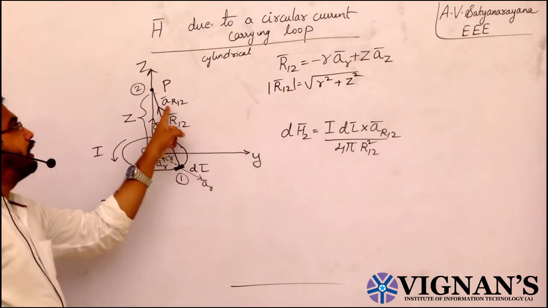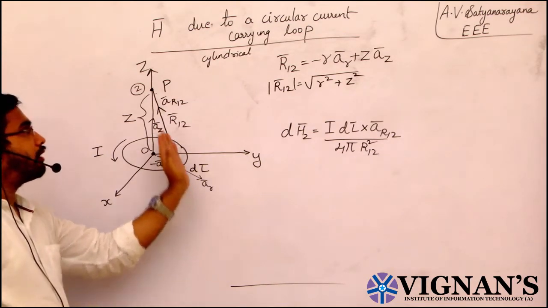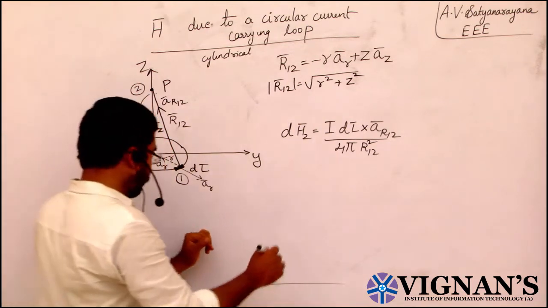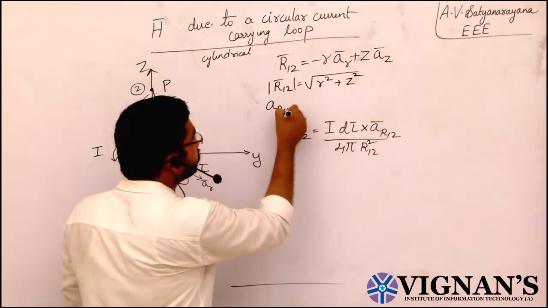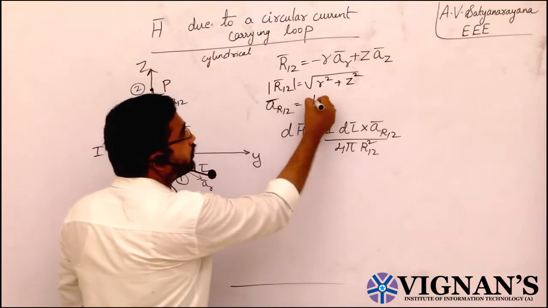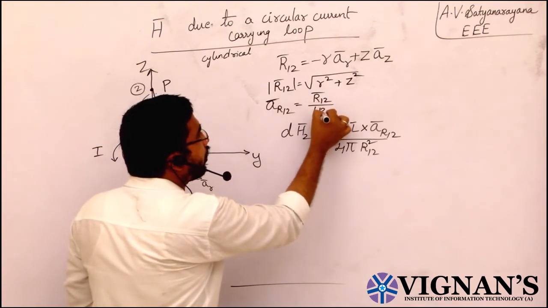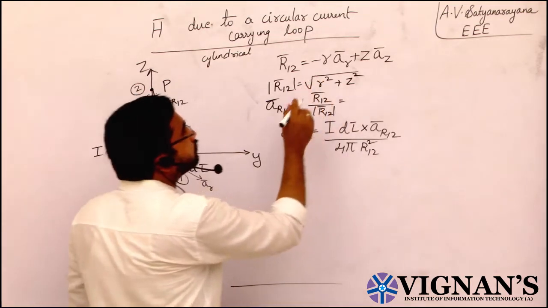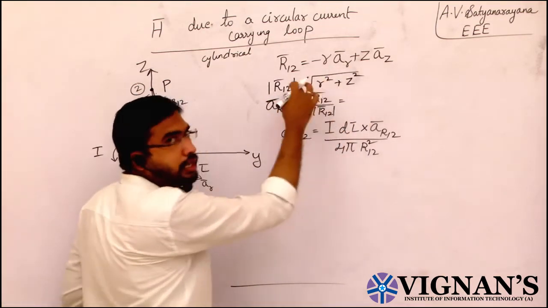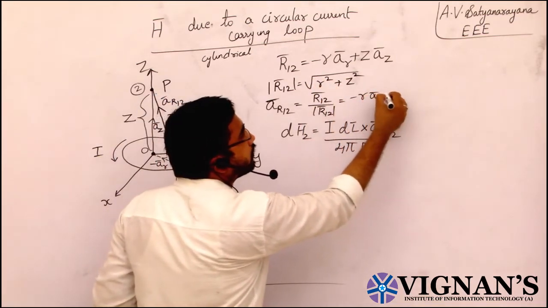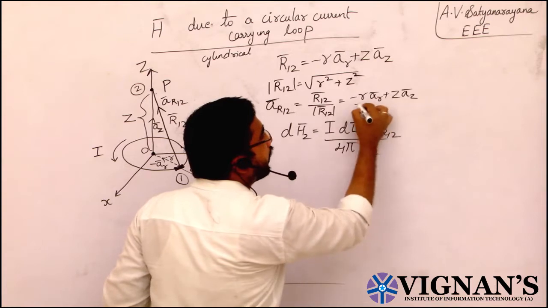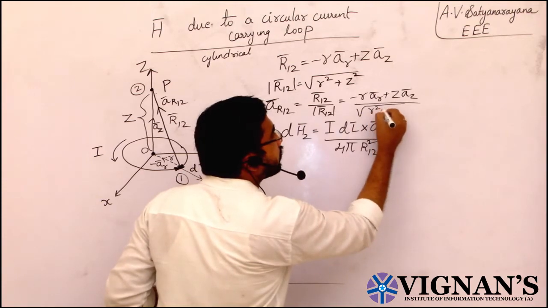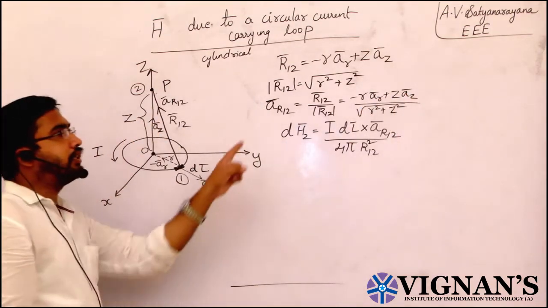Now what is this unit vector which is in the direction from dl bar to point P? The unit vector in the direction from dl bar to point P is ar12, which is equal to r12 by mod r12. What is r12? Your distance vector is minus r ar bar plus z az bar, by the magnitude, mod r12, which is equal to root over r square plus z square. This is the unit vector.